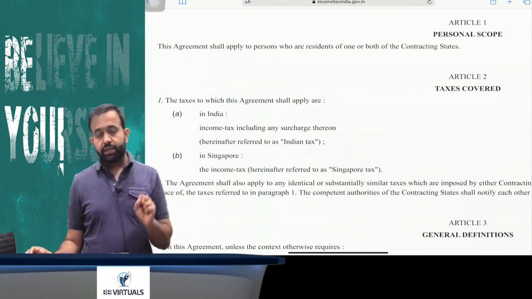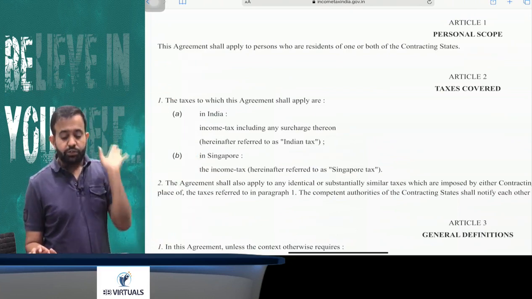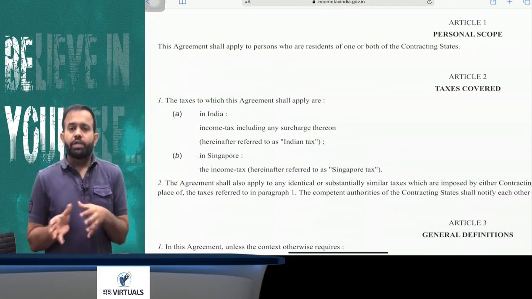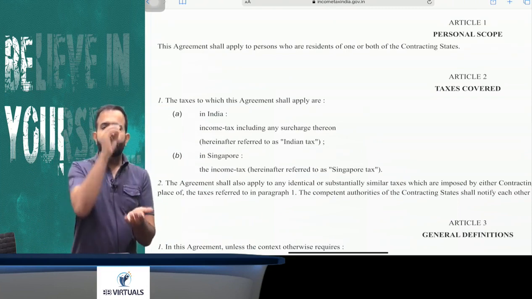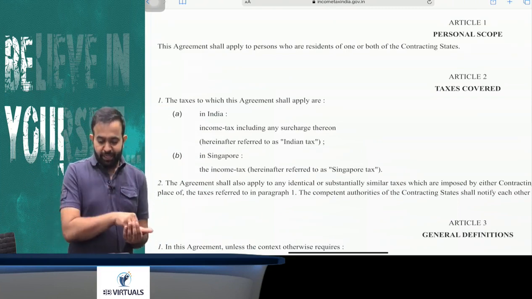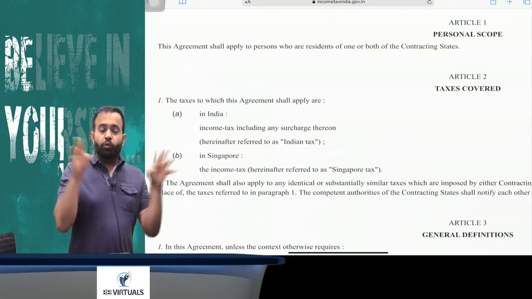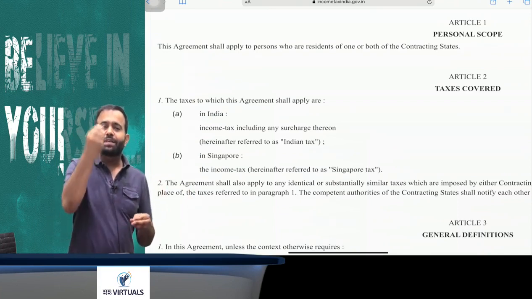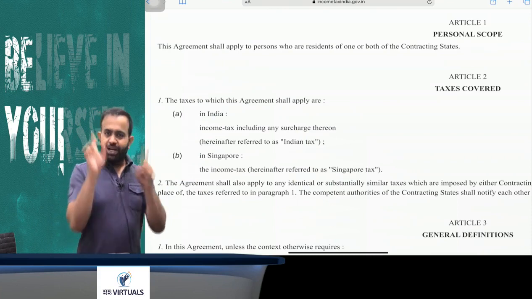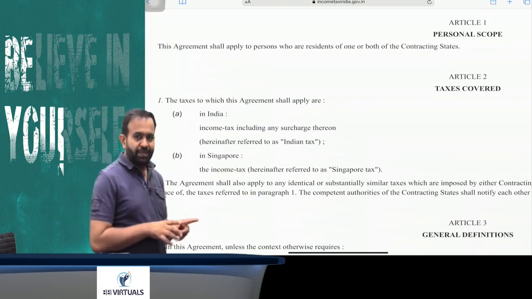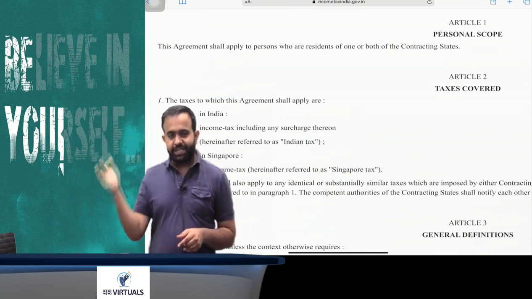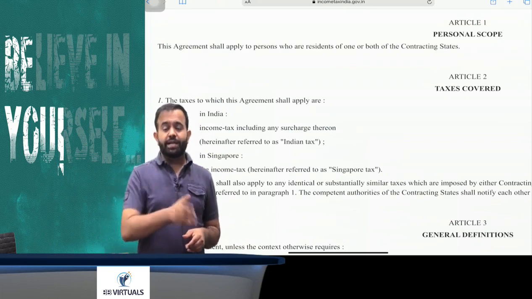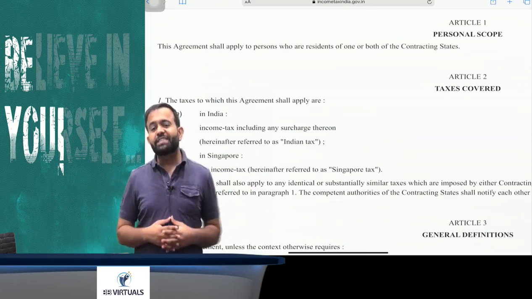In the India Singapore agreement, they have written that personal scope. Now in article number 1, they will write that this agreement is applicable to whom? So obviously this agreement will be applicable to a person resident in India, Singapore, or both the countries. So the India Singapore agreement is going to be applicable to a person resident in India, or a person resident in Singapore, or a person resident in both the countries.